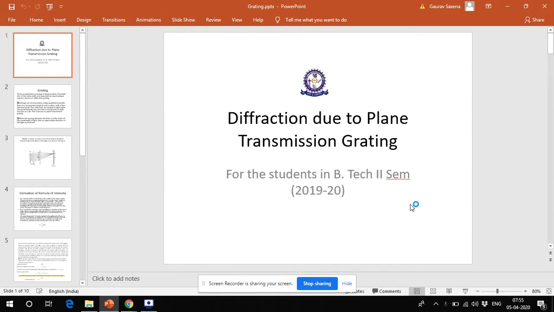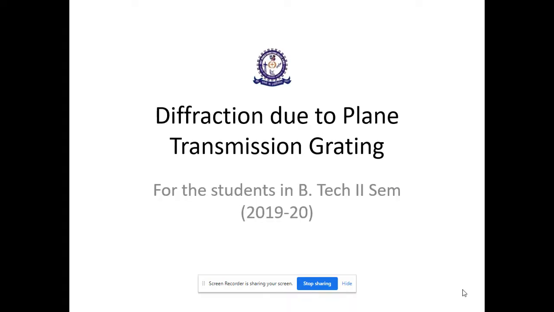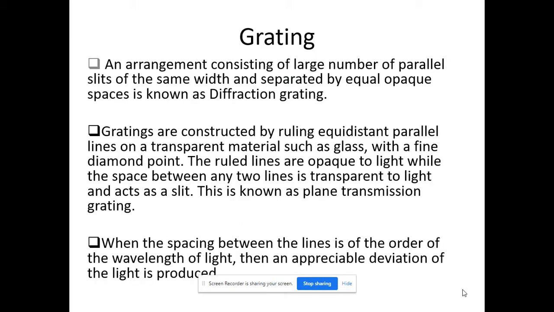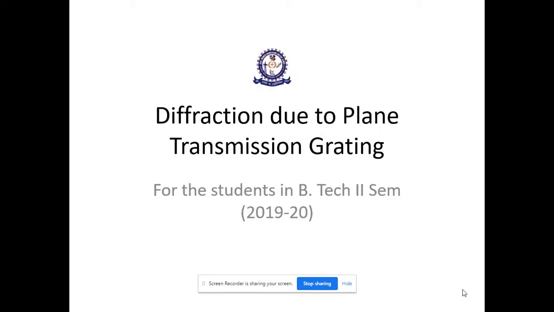This is Gaurav Saxena once again back on the diffraction, and yesterday we discussed diffraction due to single slit, and now I am going to discuss diffraction due to plane transmission grating. All the theory which we have discussed on the basis of diffraction due to single slit will actually come into the picture of this diffraction due to plane transmission grating.